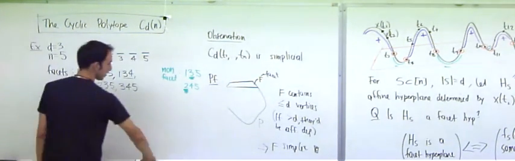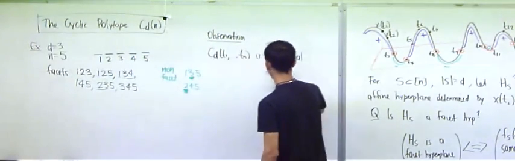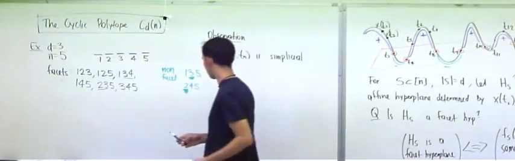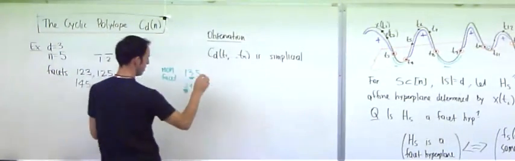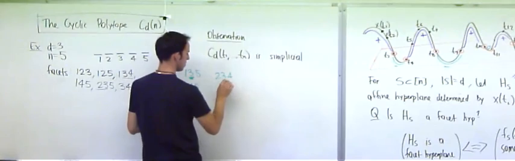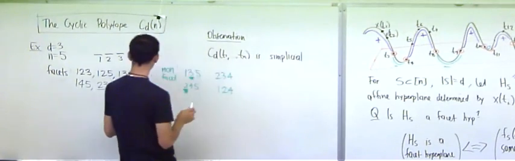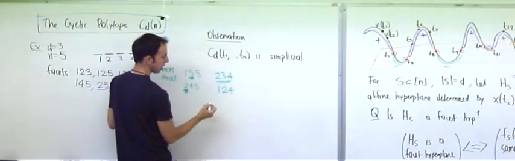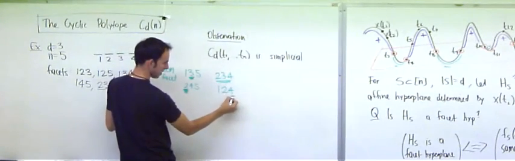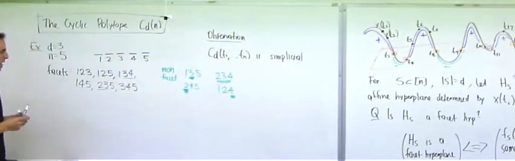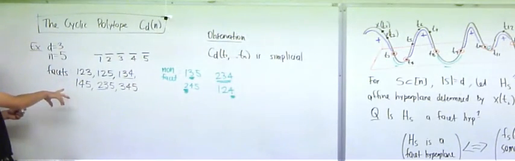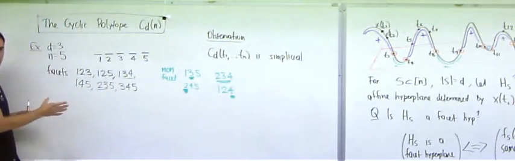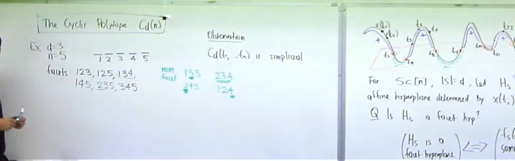Actually, why don't we just do it? Because there's not many more. So what else am I missing? 2, 3, 4, and 1, 2, 4. So 2, 3, 4, this is an inner block and it's odd. And here, this is an inner block and it's odd. Okay? And that's it because 5 choose 3 is 10. So these are all the 10 possible facets. These are facets and these are not facets. Okay?